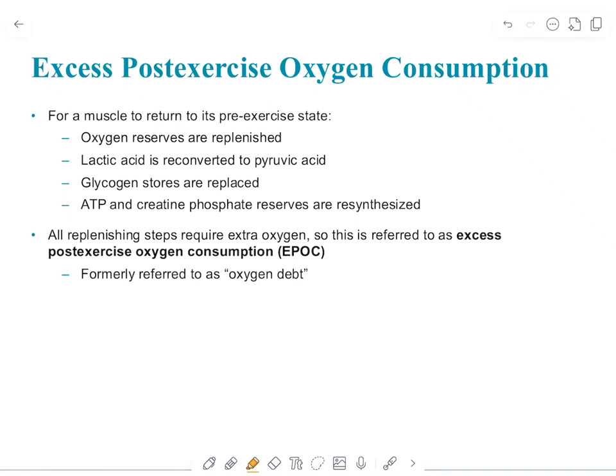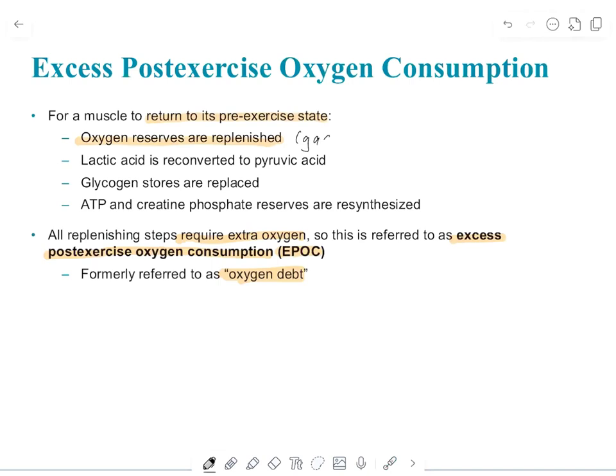After we do exercise, we then need to recover from that exercise. So these replenishing steps that require extra oxygen are referred to as excess post exercise oxygen consumption, or EPOC. It was formerly referred to as oxygen debt, but now we use this term, EPOC, or excess post exercise oxygen consumption. So, ways that the muscle can return to its pre exercise state is oxygen reserves are replenished.